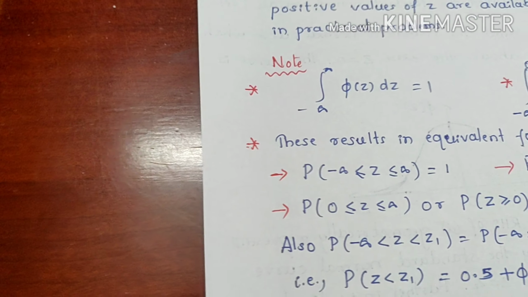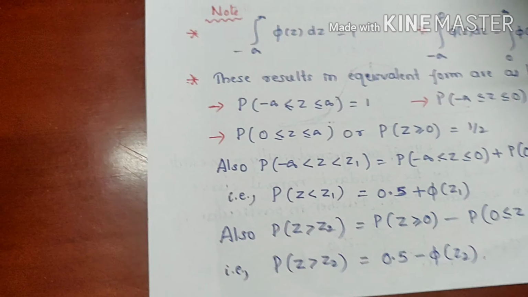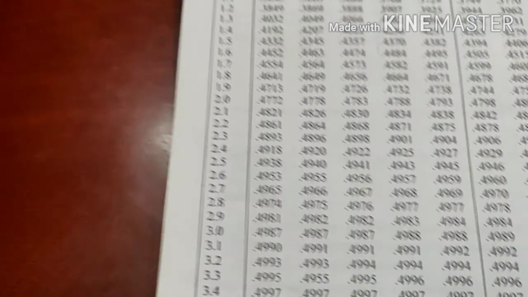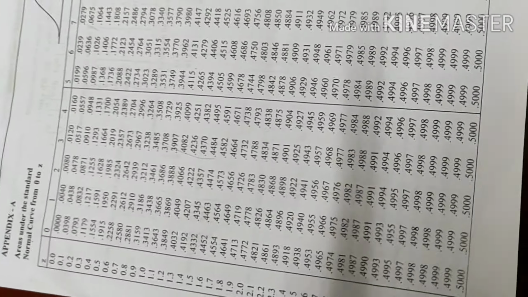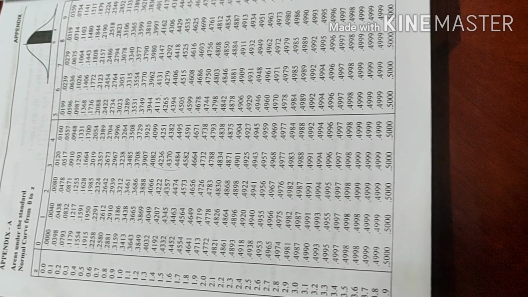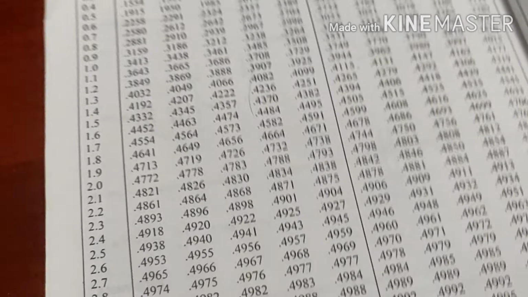And I have posted the standard probability density table, which gives you positive values of z. While solving the problem, just go through this table of the normal curve from 0 to z. In the next video we solve examples.